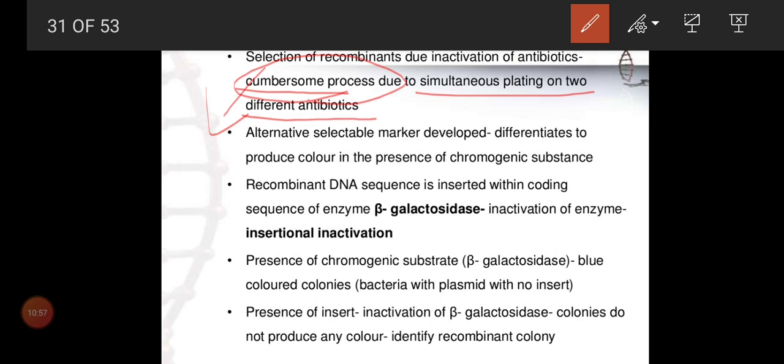Alternative selectable markers were developed. I told you there are two methods: either we go for an antibiotic resistant gene or we go for an enzyme producing gene. I have clearly explained that. The lacZ gene, beta galactosidase, is the process given. When we didn't add the desired DNA, the plasmid-containing bacterium will be blue in the culture Petri plate. When we added foreign DNA, because of insertion, the lacZ gene becomes inactive. That is what we call insertional inactivation.